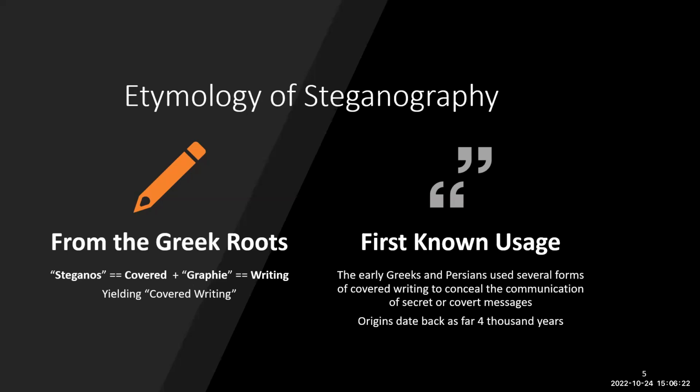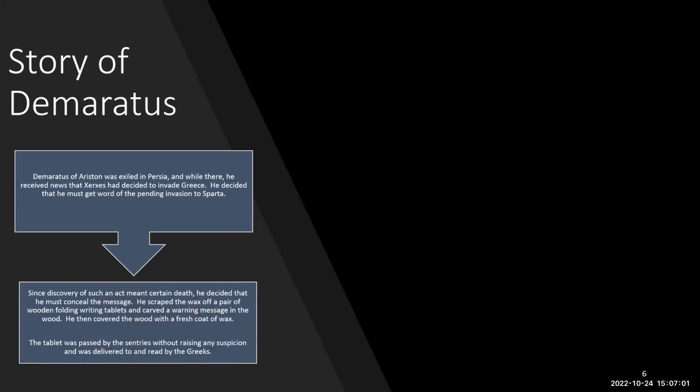The first use of this was dealing with the Greeks and the Persians, and this was being utilized as a way to communicate secretively and through covert means. So we're talking roughly 4,000 years ago. There was a time where an individual was essentially exiled, and he wanted to be able to share information. He decided he needed to get information back about an impending invasion. And the method that was utilized to do that was a wax book, which I'll talk about here in a minute.